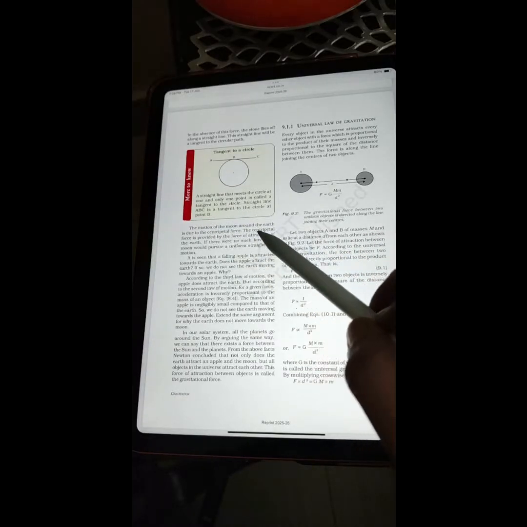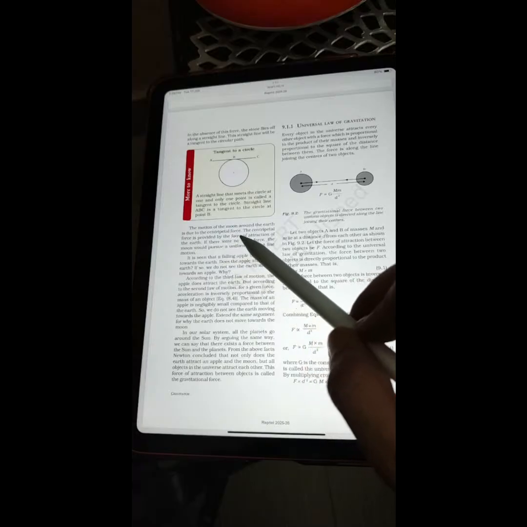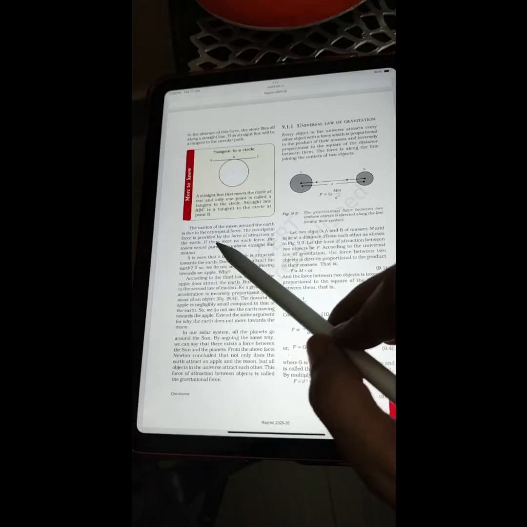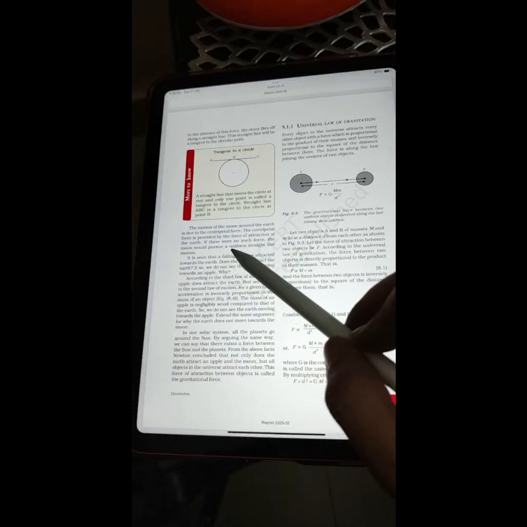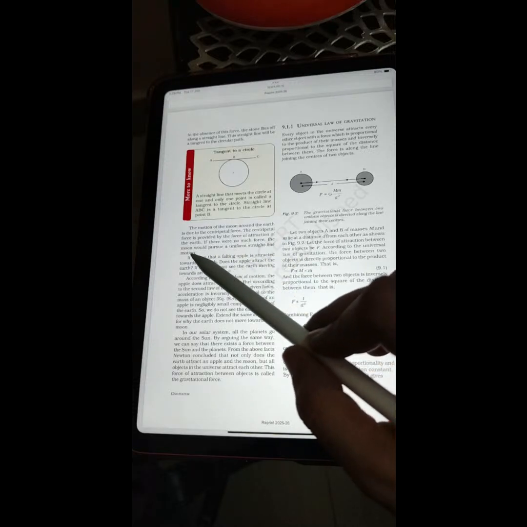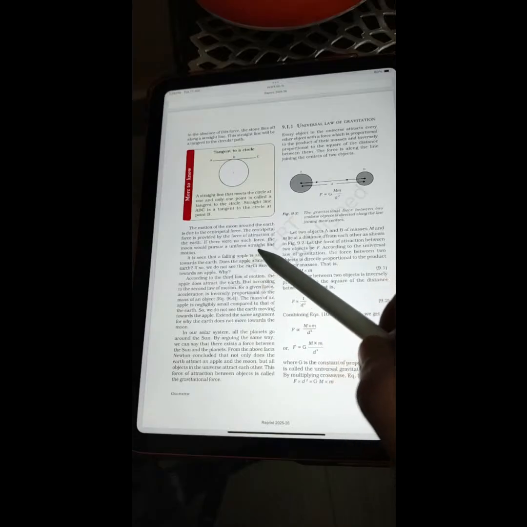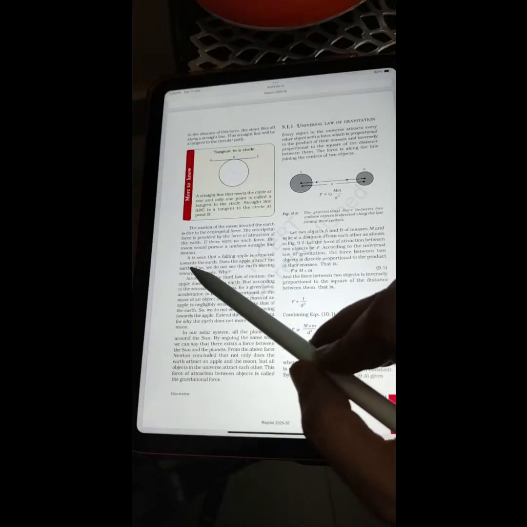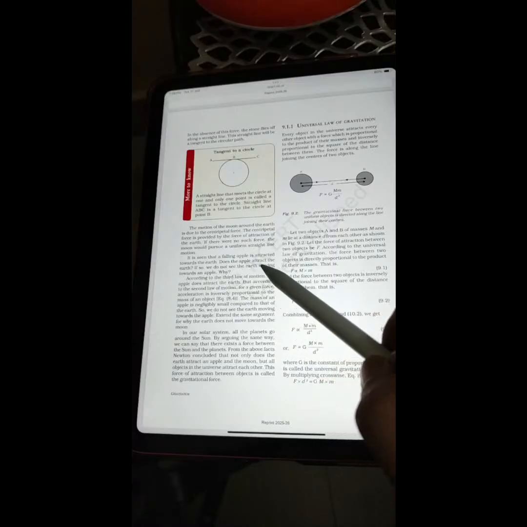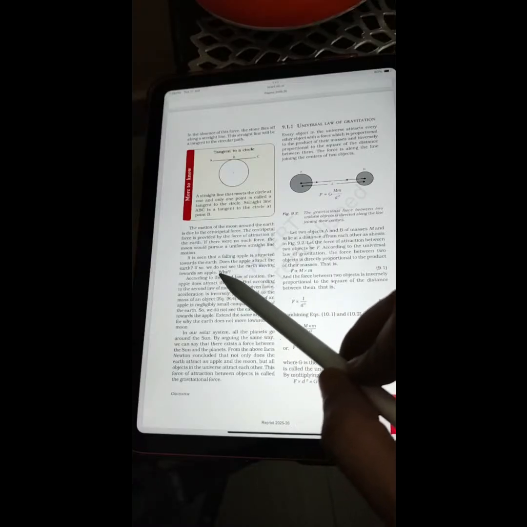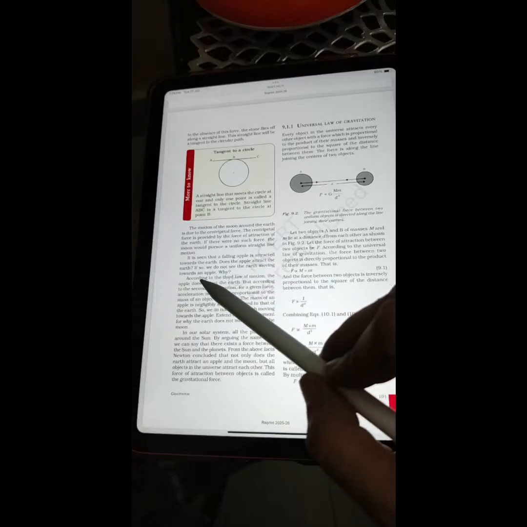The motion of the moon around the earth is due to the centripetal force. The centripetal force is provided by the force of attraction of the earth. If there were no such force, the moon would pursue a uniform straight line motion. It is seen that a falling apple is attracted towards the earth. Does the apple attract the earth? If so, we do not see the earth moving towards an apple.